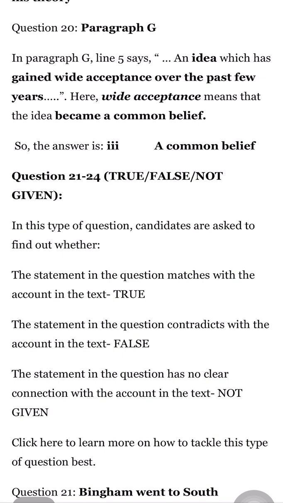Question 21-24, true, false, not given. In this type of question, candidates are asked to find out whether the statement in the question matches with the account in the text. True. The statement in the question contradicts with the account in the text. False. The statement in the question has no clear connection with the account in the text. Not given. Click here to learn more on how to tackle this type of question best.